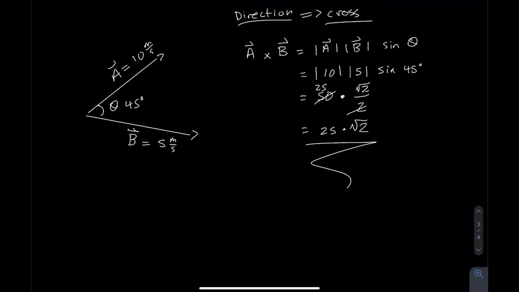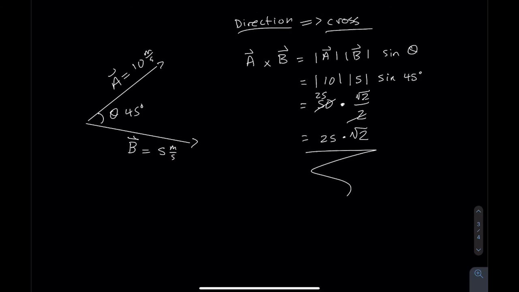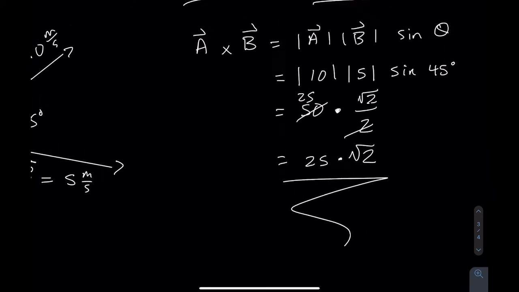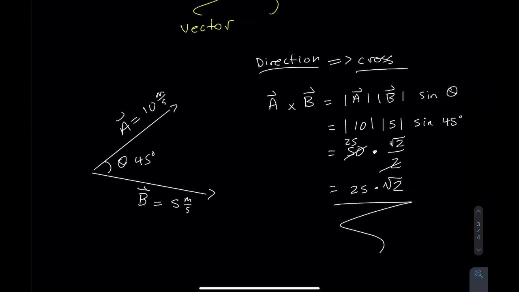Now, you might ask me, okay, cool, so this is the magnitude of the vector, but how do we know what direction it's in? To find out the direction, we're going to have to use something called the right-hand rule. The next video I post is going to be about the right-hand rule and how to apply it. If you don't know how to use it, I'll explain it in depth in the next video, and that is going to talk about how to find the direction of this resultant vector.